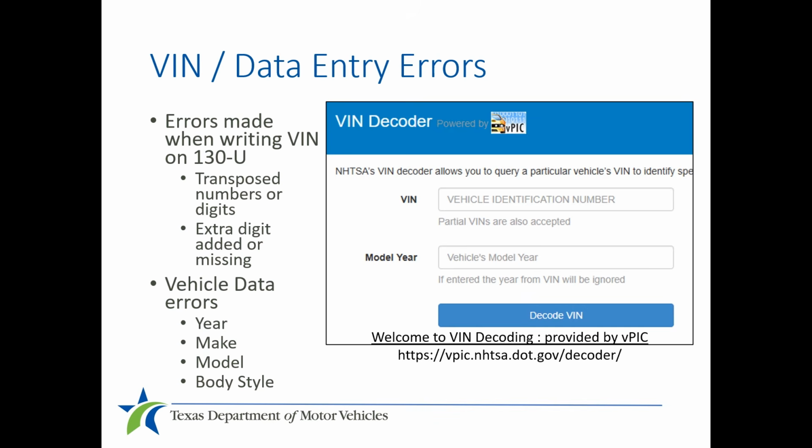Common VIN and data entry errors include transposed numbers or digits, extra digits added to the VIN, or missing digits within the VIN. Other common mistakes involve incorrect vehicle information such as year, make, model, and body style. Many title clerks process transactions using only the paperwork provided and may never physically see the vehicle. Because of this, it's important to verify vehicle information before submitting the transaction.